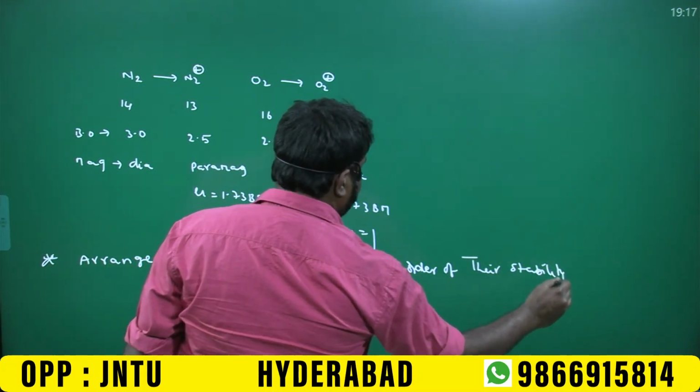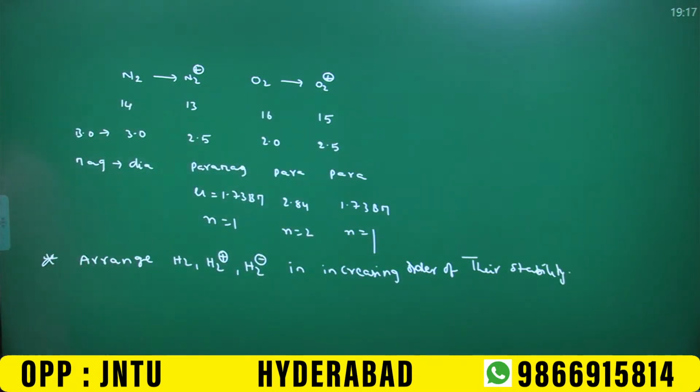Can anyone solve this question? Arrange H2, H2 plus, H2 minus species in increasing order of their stability. Which is more stable? H2 is more stable. Why? Two electrons, that is another concept, bond order equal to 1.0. Then coming to H2 plus and H2 minus.